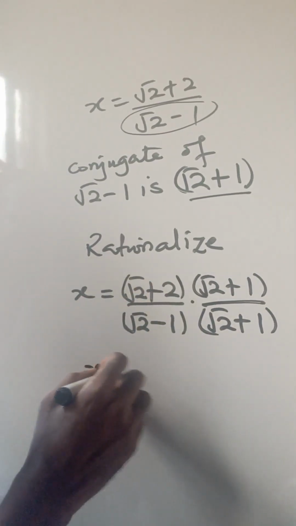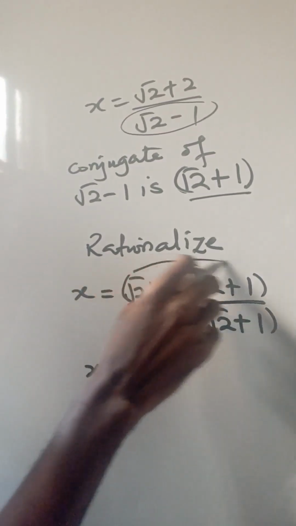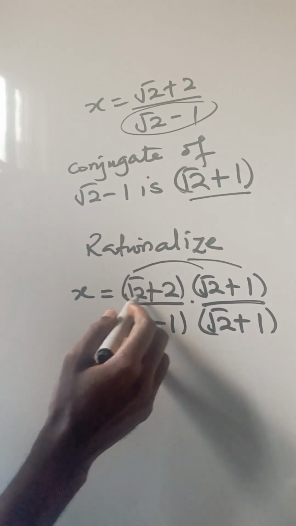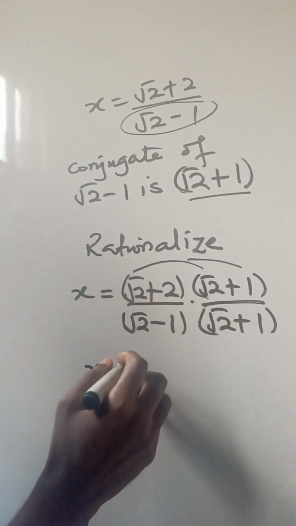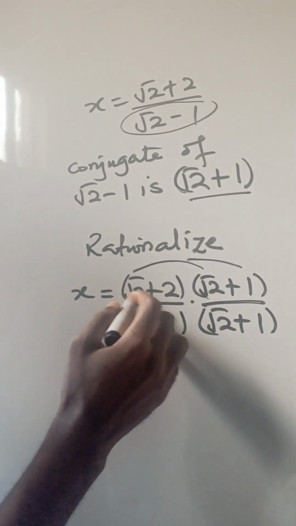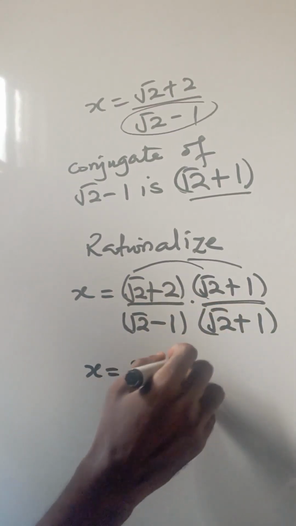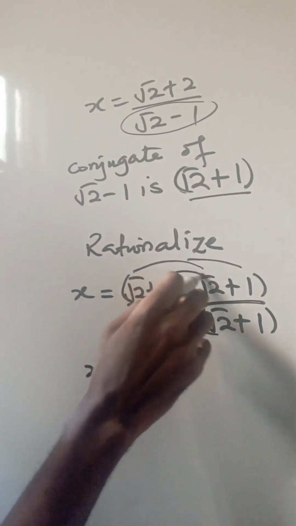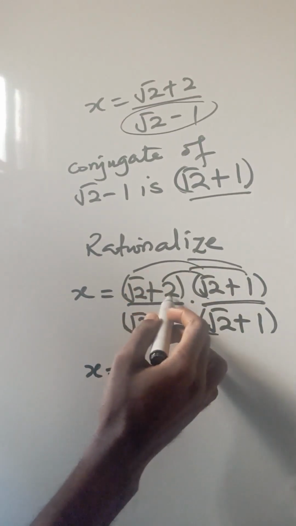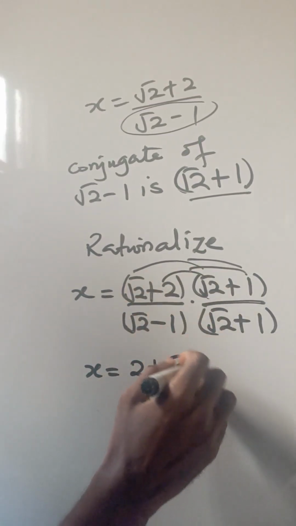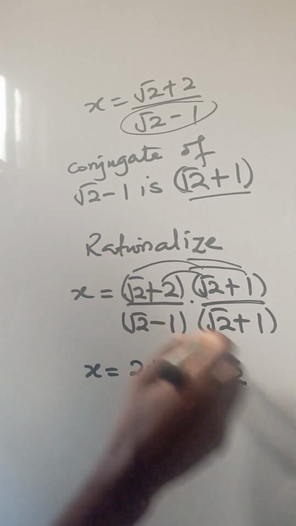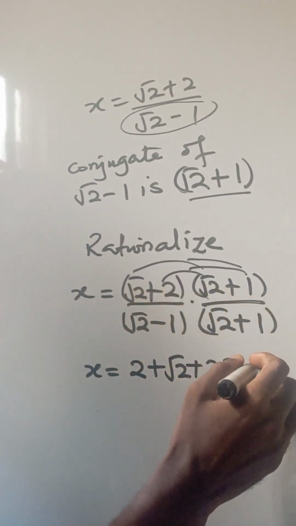Now x will be, this will times this and this. So root 2 times root 2 is root 4, which is still 2. Root 2 times plus 1 is plus root 2. Now this will times this and this. So plus 2 times root 2 is plus 2 root 2. Plus 2 times plus 1 is plus 2.